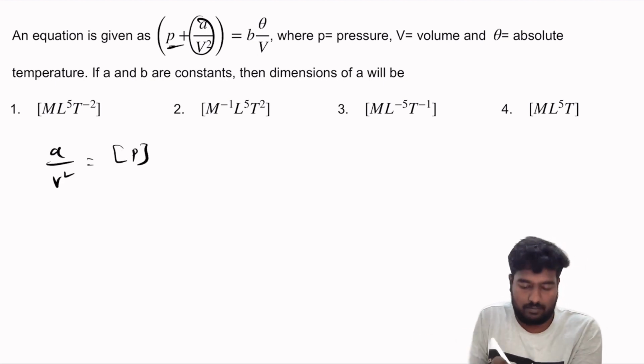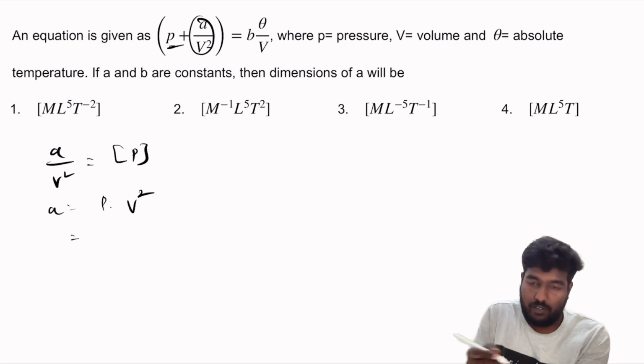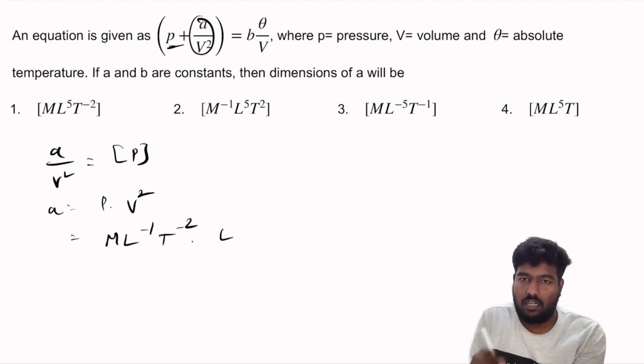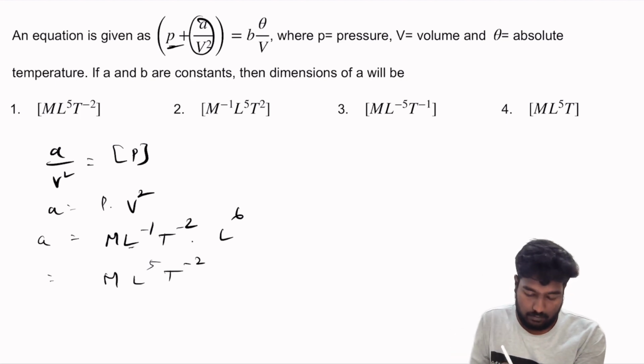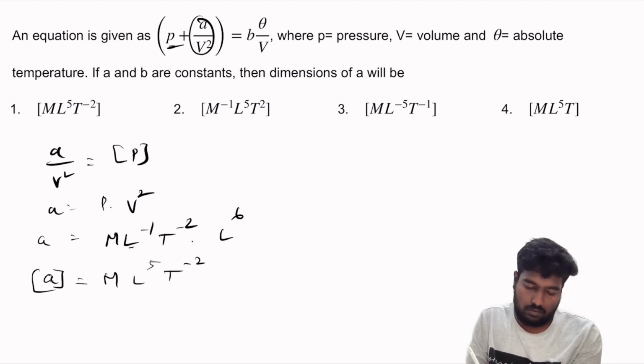Okay. So A is pressure into V square. We know that pressure is force by area. So M L power minus 1 T power minus 2 into V square, V is L cube. So V square is L power 6. So A will have the dimension of M L power 5 T power minus 2. L inverse into L power 6 is L power 5. M L power 5 T power minus 2. Okay. I think first one is the right answer.